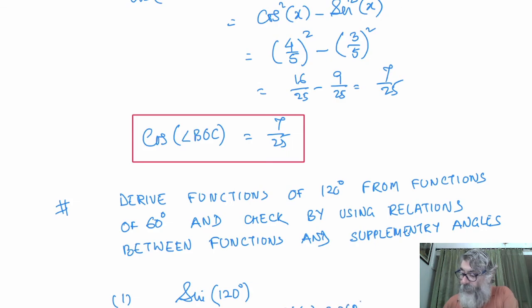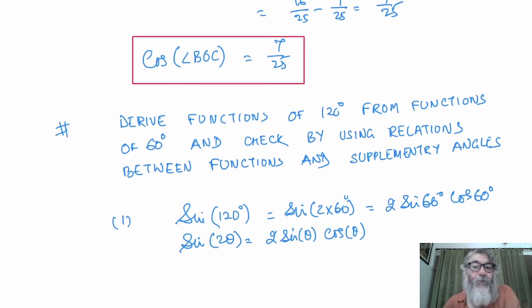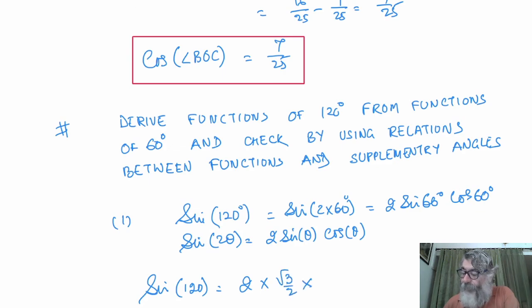So what I'll do is sine 2 into 60 will become 2 sine 60 and cos 60. So I'm using the functions of 60 to get the value of functions of 120. So sine 120 will become 2 sine 60, the value of sine 60 is root 3 upon 2. Cos 60 value is 1 upon 2. So 2 will cancel, you will get root 3 upon 2. You get the value of sine 120 as root 3 upon 2.